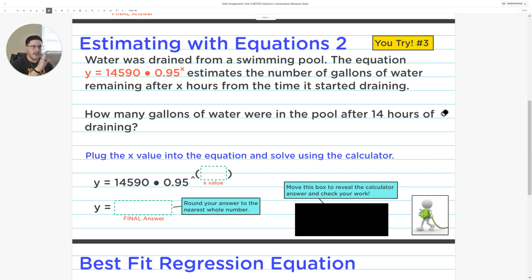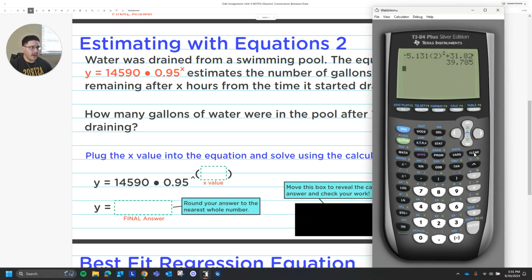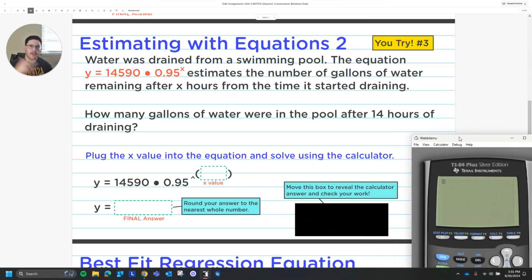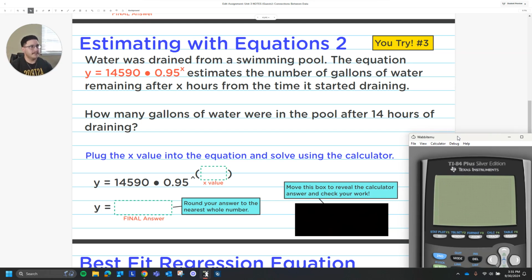Okay, so if you would like to pause this and try this on your own, go ahead and do that. Use the 14 to enter into the equation and enter it into the calculator to get your answer. You can move the box right here if you're on ClassKick to check and see if you did everything correctly. So pause the video, try this on your own. Otherwise, I'm going to go through it and show y'all how to do it.